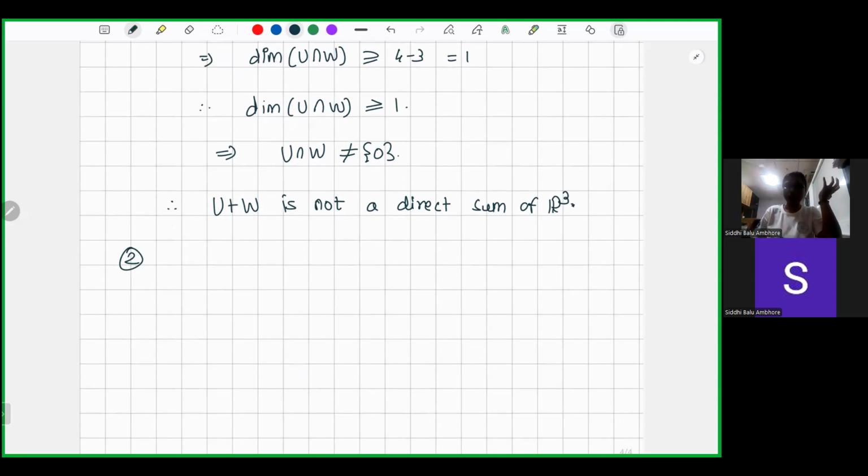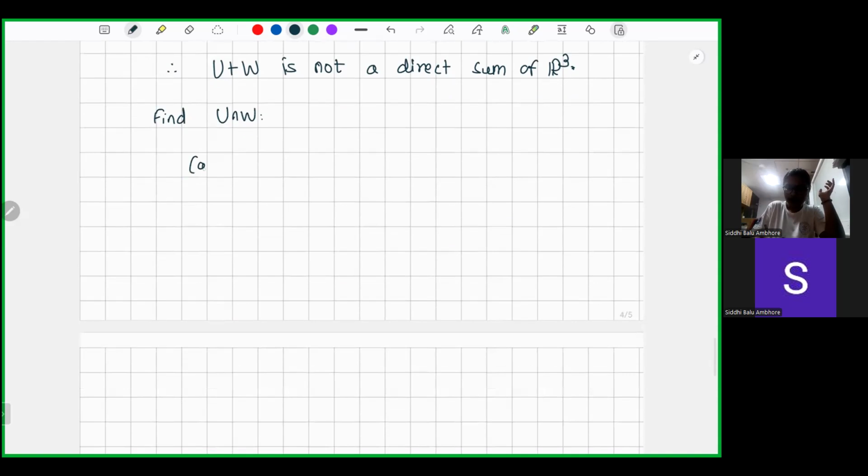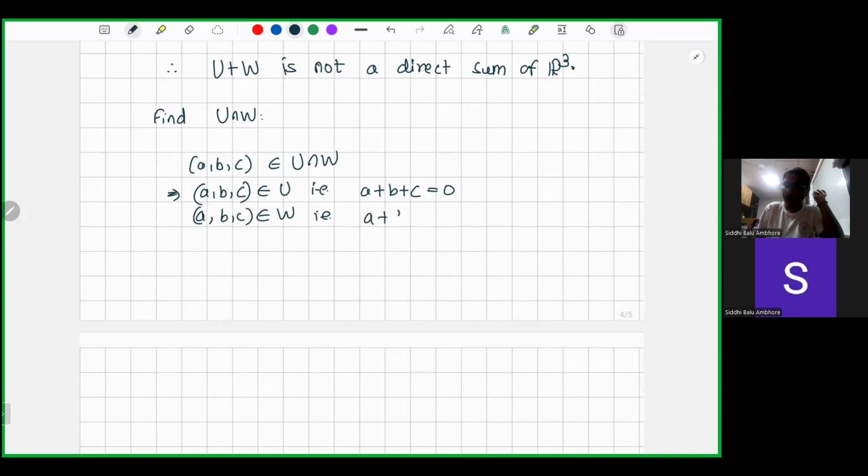If we want to calculate U intersection W explicitly, so let us do that as well. If we want to find U intersection W directly, what it means is that (A, B, C) in R3 is in U intersection W. This implies that (A, B, C) is in U, that is A plus B plus C is 0, and (A, B, C) is in W, that is A plus 2B is 0.